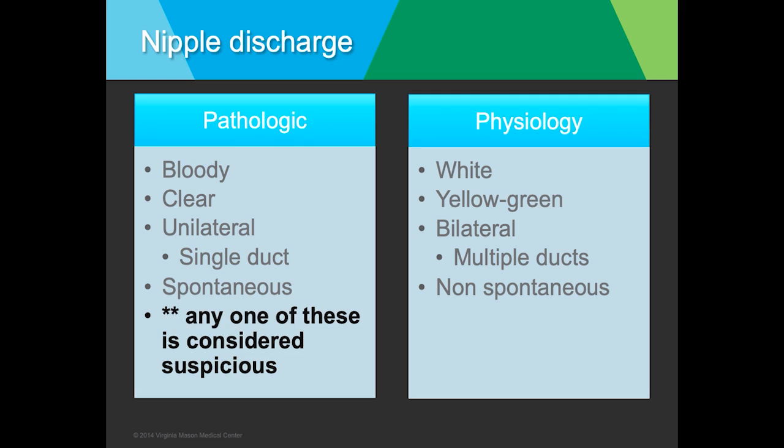So moving on to nipple discharge as the workup for another breast symptom. So there's pathologic nipple discharge and physiologic nipple discharge. Pathologic nipple discharge is any one of these symptoms. So bloody or clear, unilateral, single duct, and spontaneous. Again, any of these single features will make the nipple discharge pathologic or suspicious. White, yellow-green, bilateral, multiple ducts, and non-spontaneous, on the other hand, is physiologic nipple discharge and not suspicious.